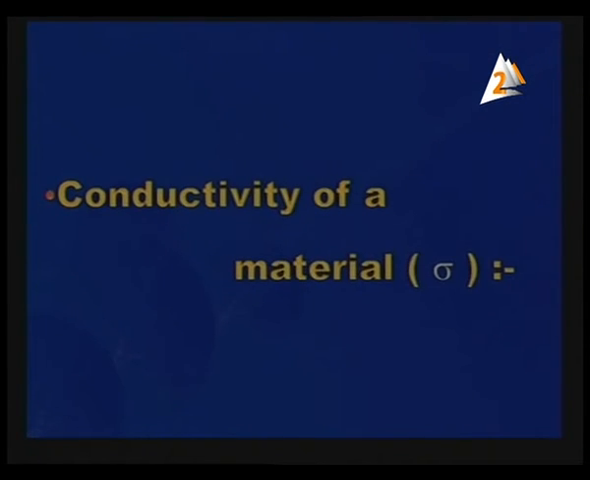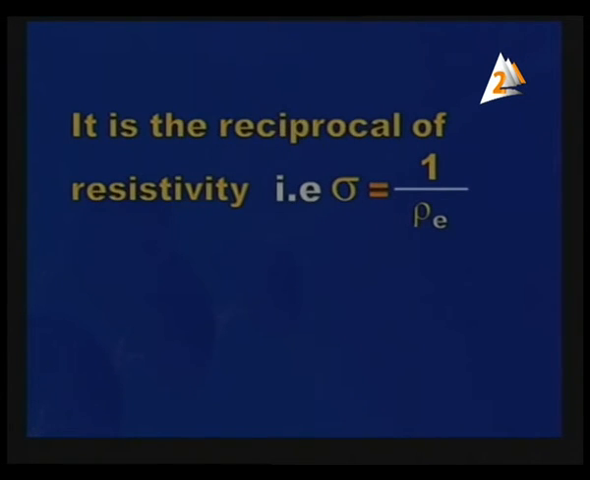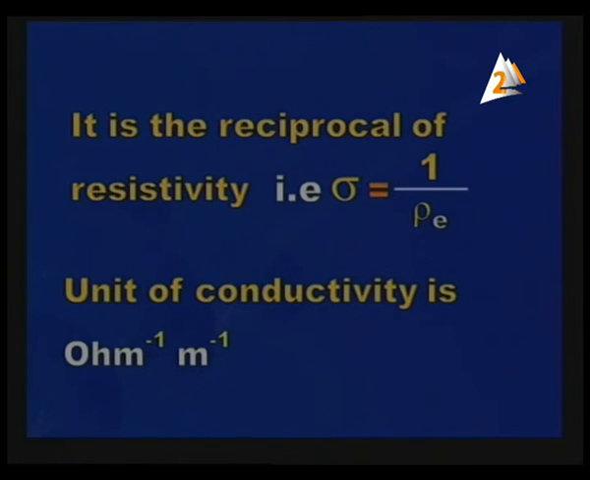And now talking about conductivity of a material, sigma. What about conductivity? It is the reciprocal of resistivity. Yes, 1 over resistivity is equal to conductivity. So the unit of conductivity is ohm to the power of negative 1 meter to the power of negative 1. And by the way, ohm to the power of negative 1 we can call Siemens.